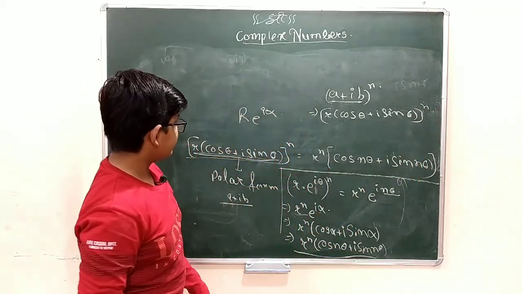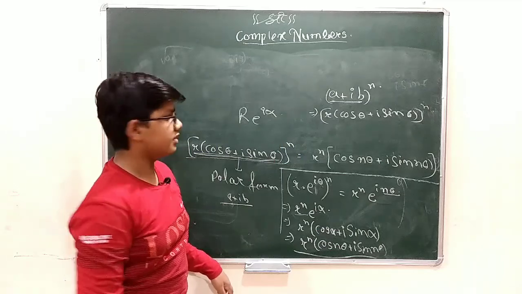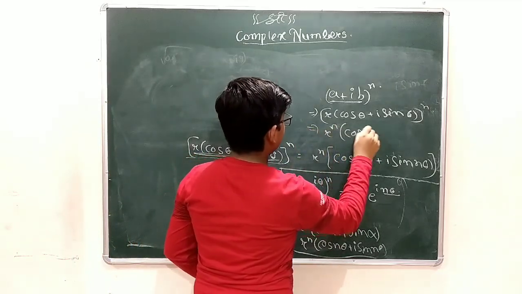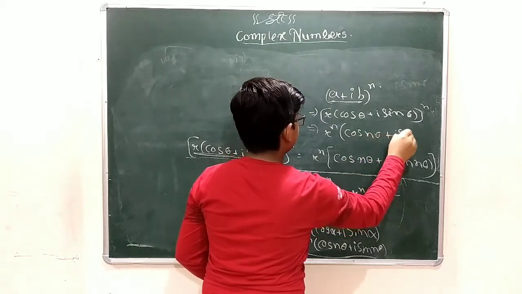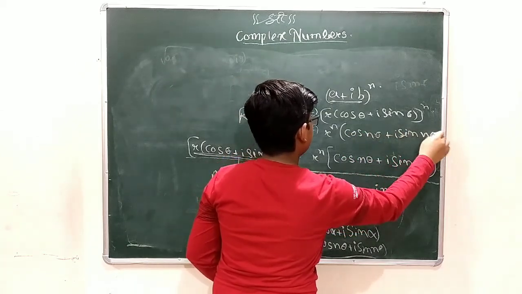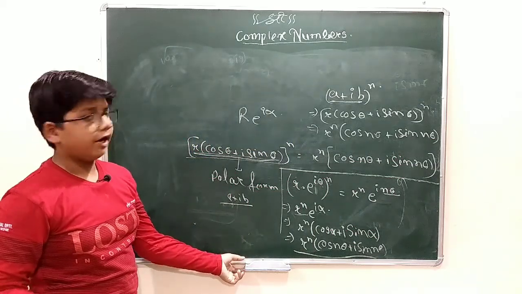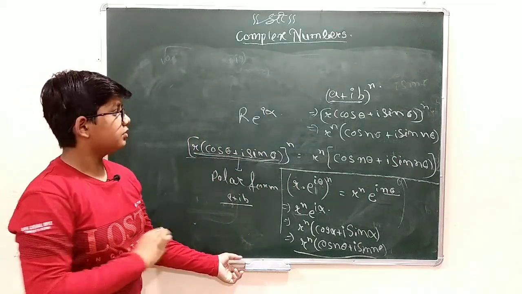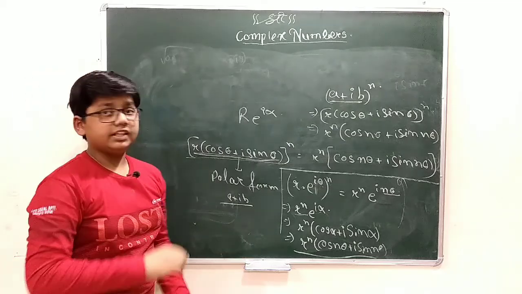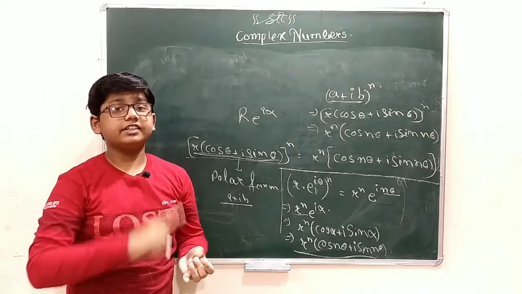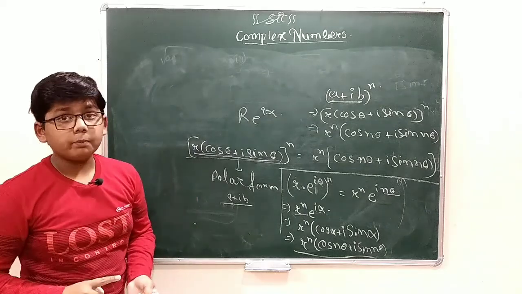Now it looks like the LHS of De Moivre's theorem. Simplify it, then we will get r to the power n into (cos n theta + i sin n theta). This is what we have to do to take the power of n. This is all about De Moivre's theorem, exponential form, Euler's identity, trigonometric form, polar form of complex number.